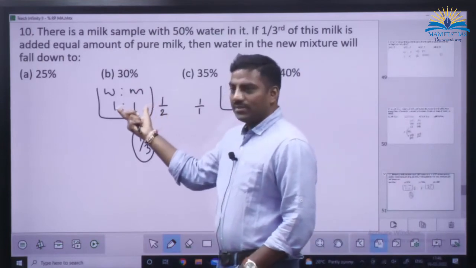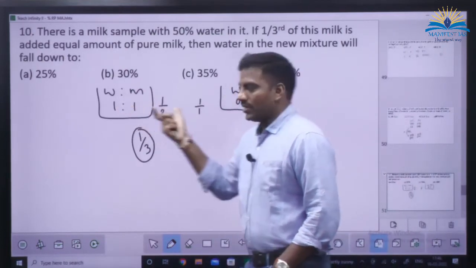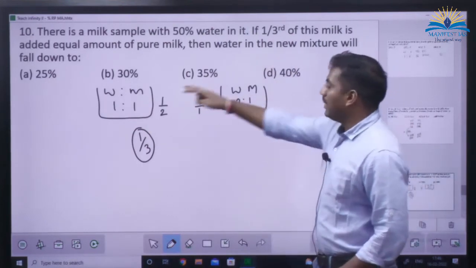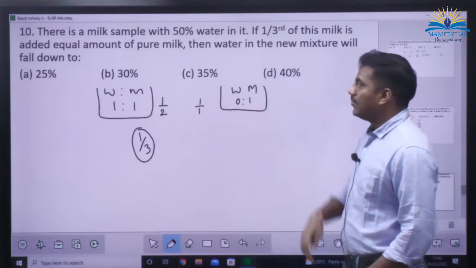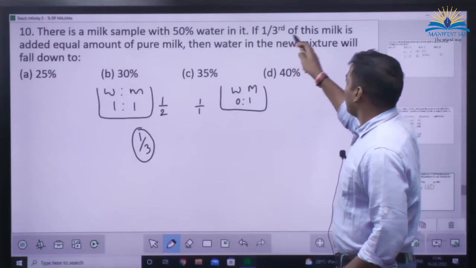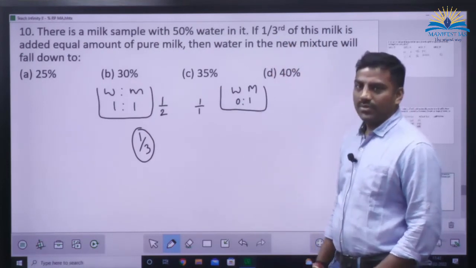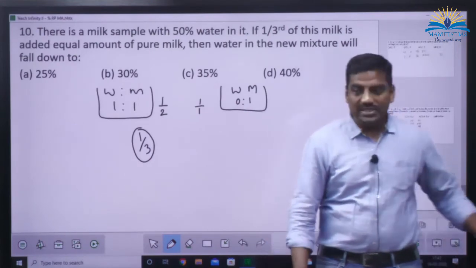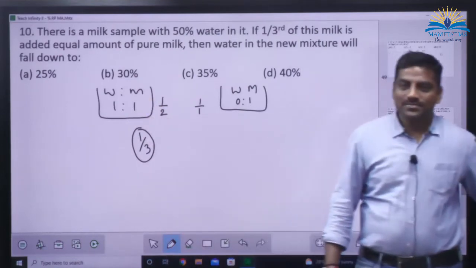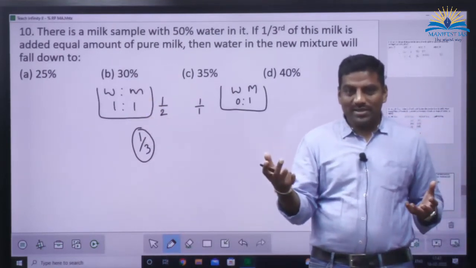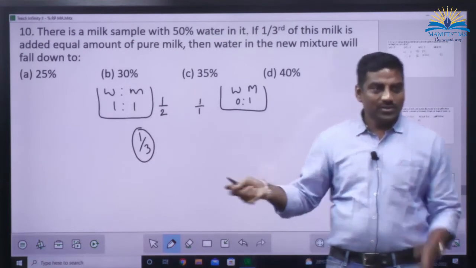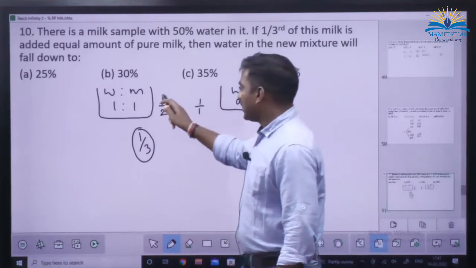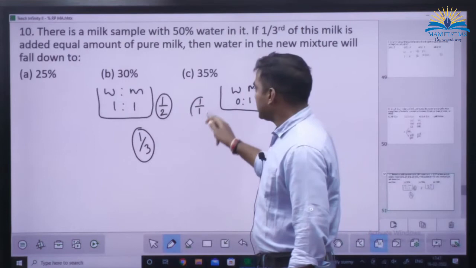This is a sample of milk, half pure. Sample of milk, fully pure. 1/3 of this milk is taken and added to an equal amount of pure milk. So that amount is equal to this or this. So they are taking 1/3 and mixing it to the equal amount, so 1/3 only, right? So they are taking this one. Here the purity is half. Here the purity is full.